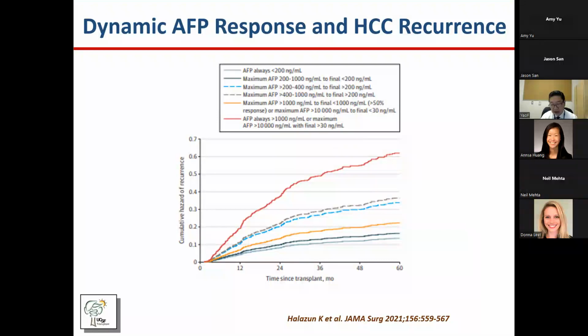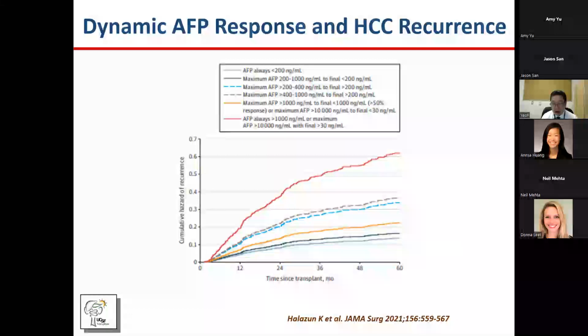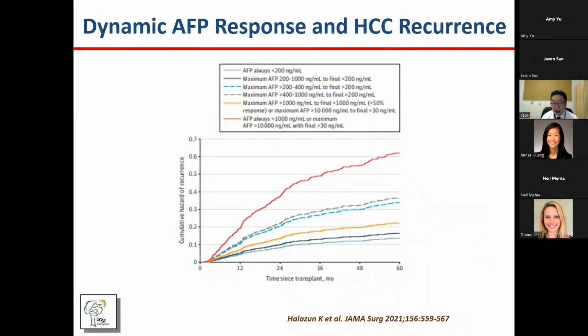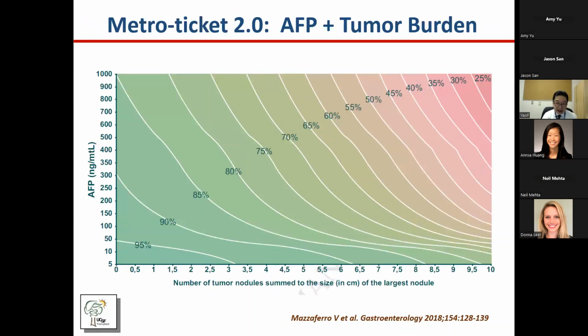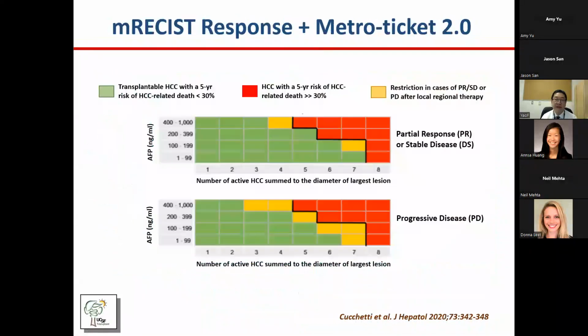So the change in the AFP over time, or dynamic AFP response, is a really important prognosticator in the field of liver transplantation. And in this second version of the Metro Ticket, AFP is now combined with the sum of the number of tumor nodules and size of the largest nodule in estimating post-transplant survival, further highlighting the importance of AFP as a prognostic factor.